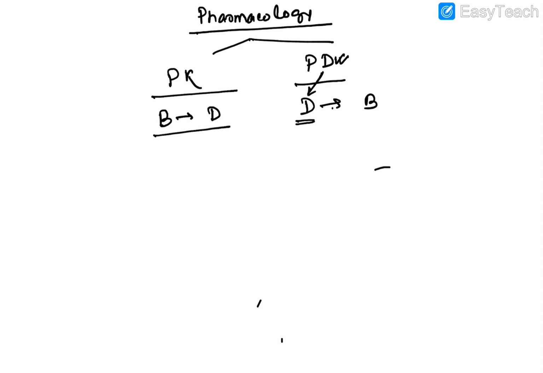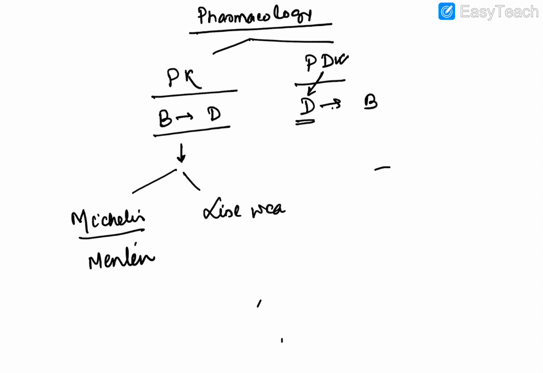Now, how the body affects the drug, that particular concept can be understood via two concepts. One is the Michaelis-Menten equation and another is the Lineweaver-Burk curve.